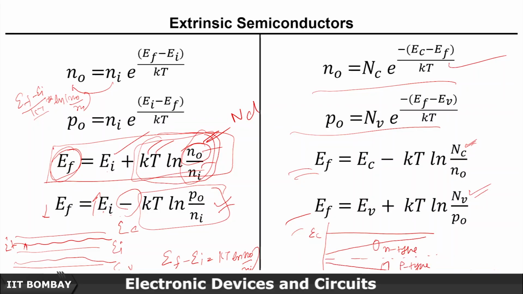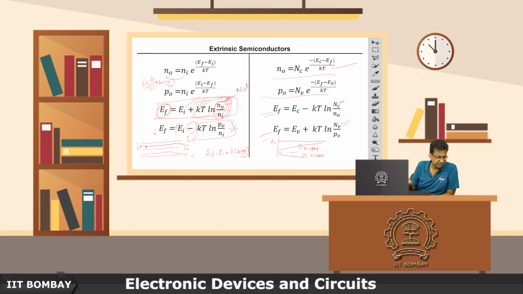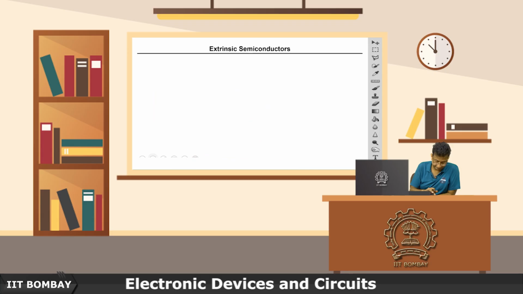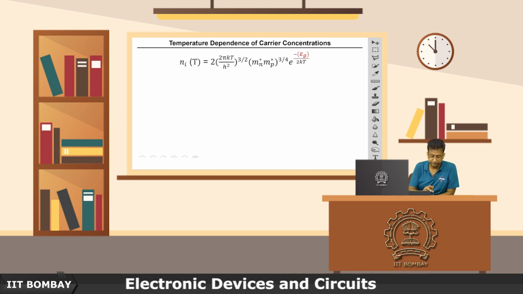Okay, so now we'll see the temperature dependence of these extrinsic semiconductors or intrinsic semiconductors, how the behavior changes with respect to temperature. I hope it is clear how this Fermi energy level shifts with respect to the doping. The temperature dependence is very, very important.